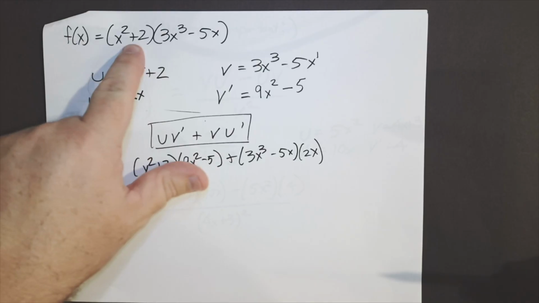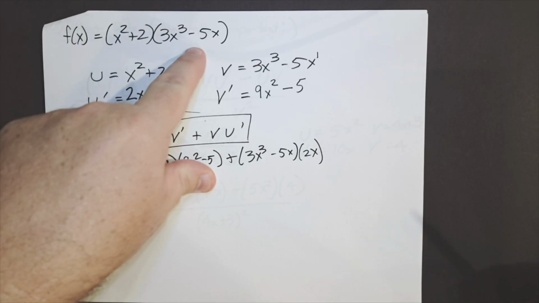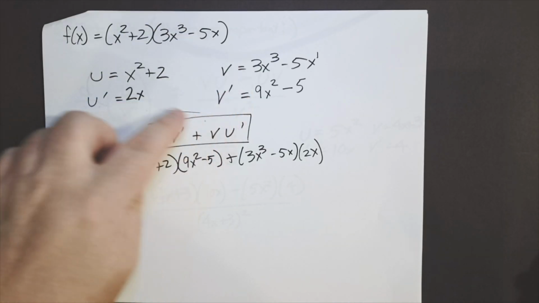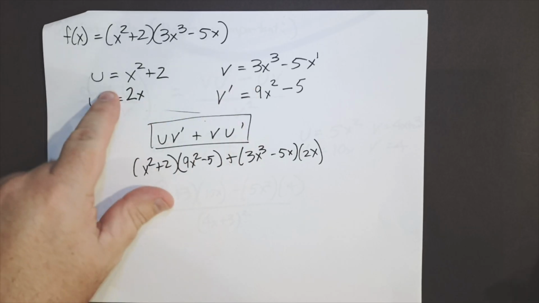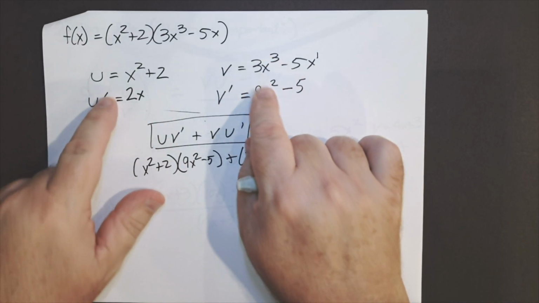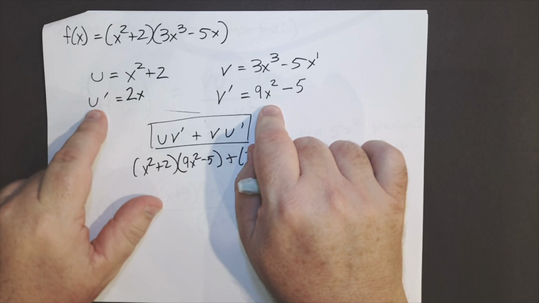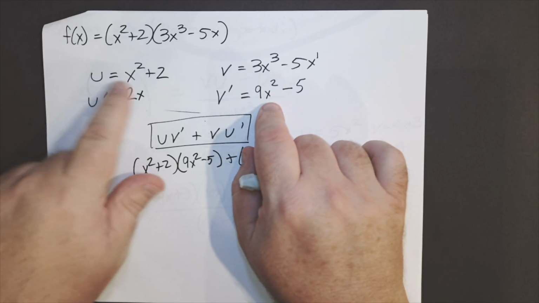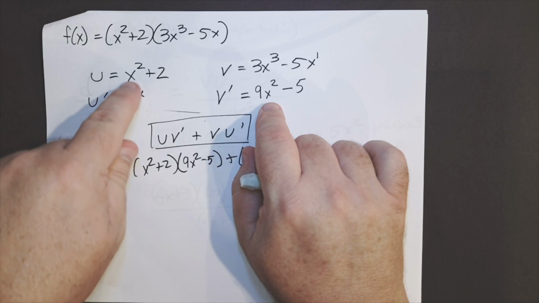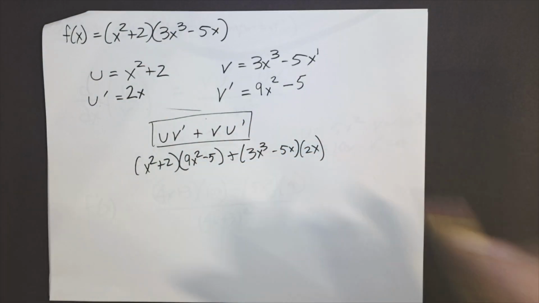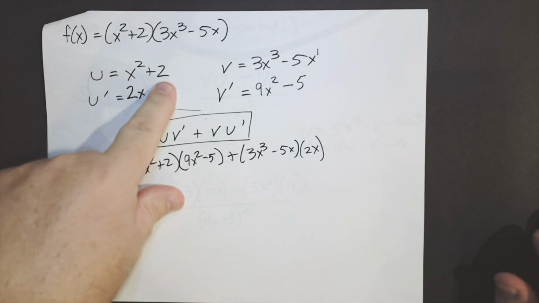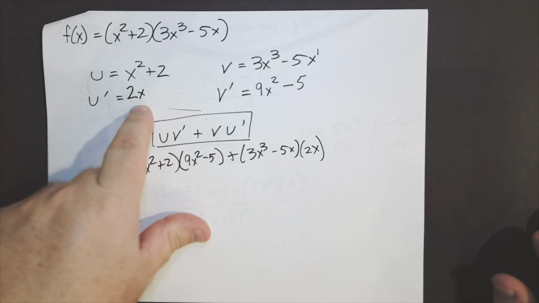U is this, and v is that. So notice I'm making this little kind of a table here. I write the u over here, the v over here, and then below them, I'm going to write the u prime and the v prime. So I look right at this function. What's the derivative of x squared plus 2? Well, the derivative of x squared is 2x, and the derivative of 2 is 0. So the answer is just 2x.